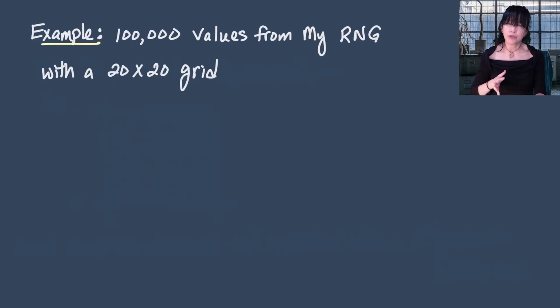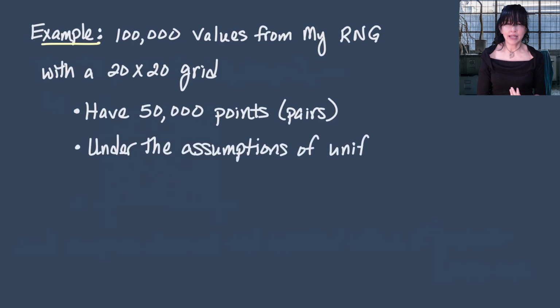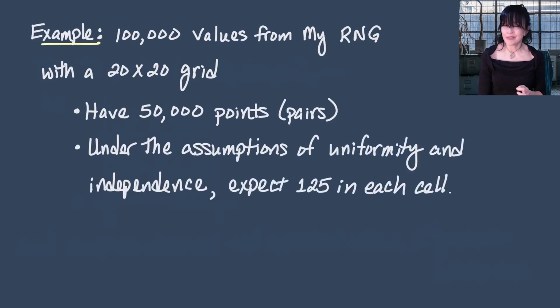And I think if you're too extreme, looking at like a 2x2 grid or a 1,000 by 1,000 grid, that's when you're really going to have problems. So take it with a grain of salt. But I use a 20x20 grid. I have 50,000 points or ordered pairs. Under the assumption of uniformity and independence, I expect to see 125 values in each two-dimensional cell. And so because I've got 50,000 points and I'm dividing by 400, which is my total number of cells in my 20x20 grid, I am going to form a statistic.